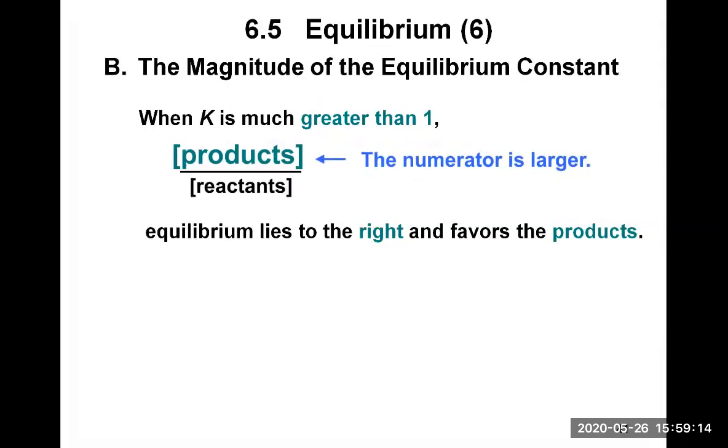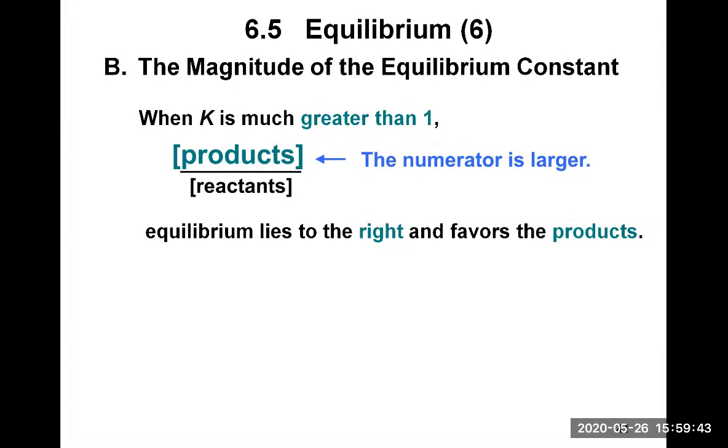So this video will continue section 6.5 on equilibrium, and we will focus on the magnitude of the equilibrium constant. We know now how to write the equilibrium constant expression for a given reaction, and we will learn how to calculate the value for the K for the equilibrium constant. And this value has a meaning. And so what is that meaning?